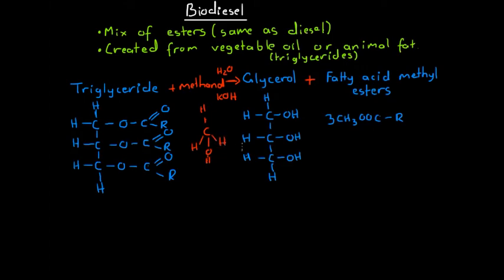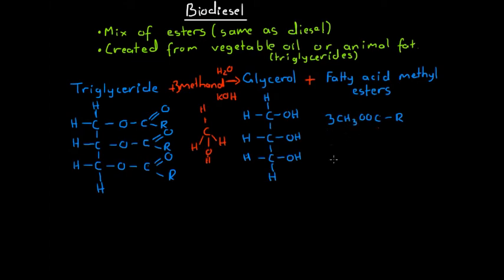And so if we were to put some coefficients in this, we have three methanol molecules reacting to produce one glycerol, and as I've written down here, three fatty acid methyl esters. Now a fatty acid is basically just a carboxylic acid with a very long main carbon chain. And so we know that if we're dealing with fatty acid methyl esters, that means we're dealing with esters produced from a very long carboxylic acid and a methanol molecule.